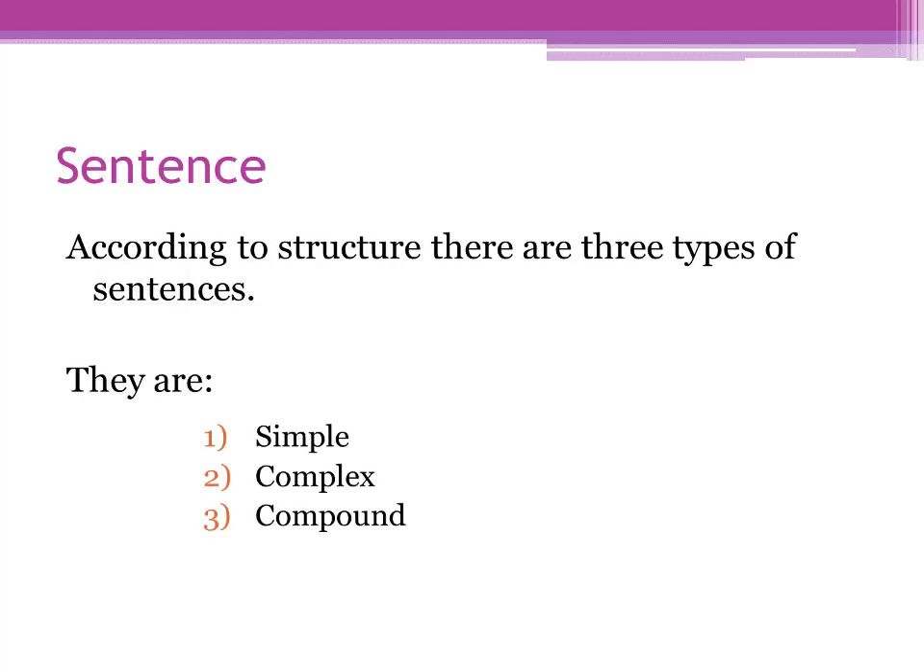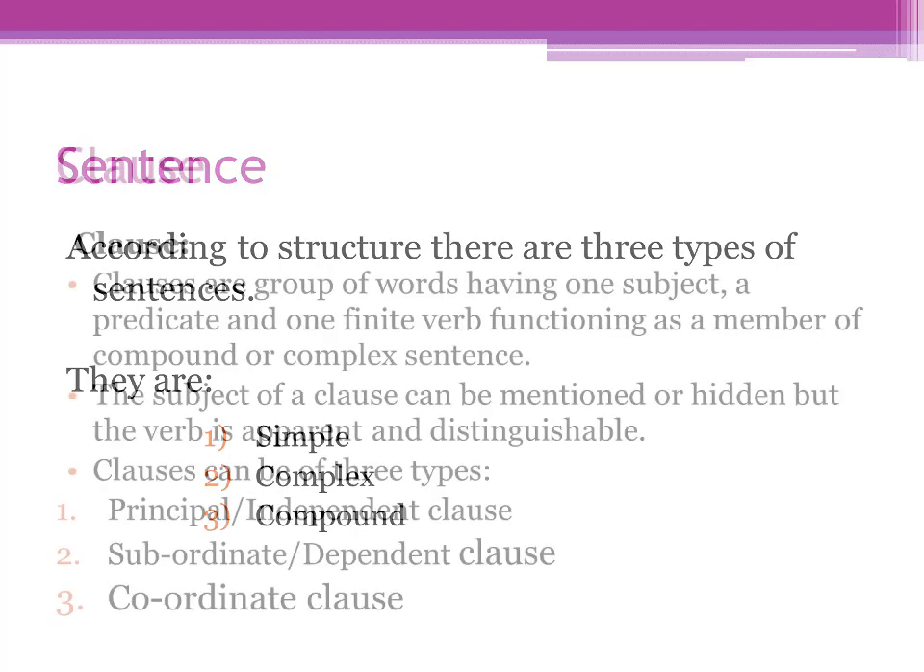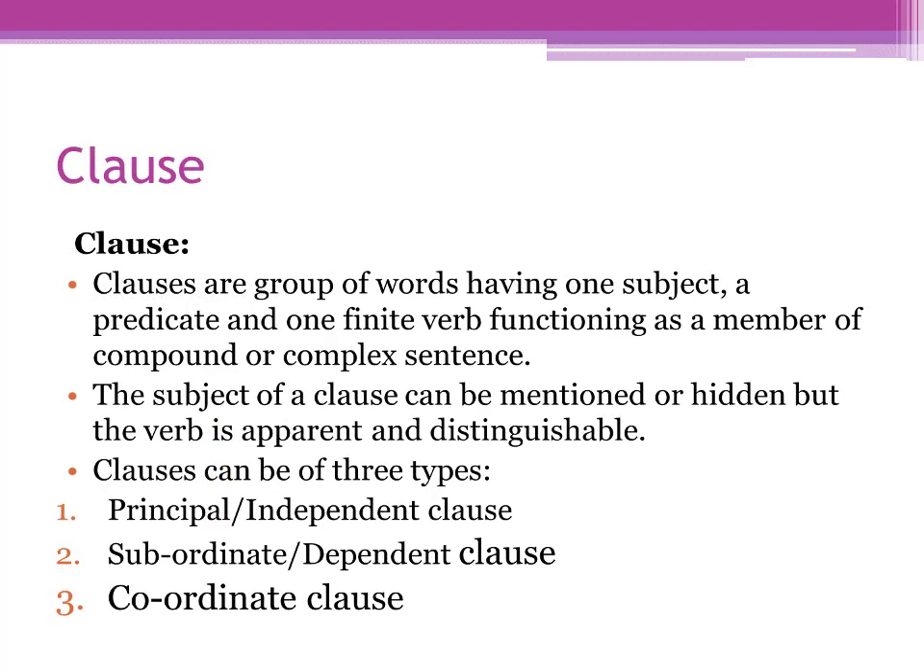I have already mentioned in my last lecture that according to structure there are 3 types of sentences. They are simple, complex and compound. But before sentence, we need to have a review on clauses. What is clause? Clauses are group of words having one subject, a predicate and one finite verb functioning as a member of compound or complex sentence.